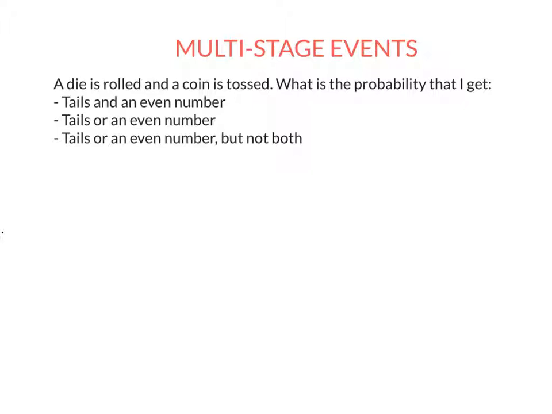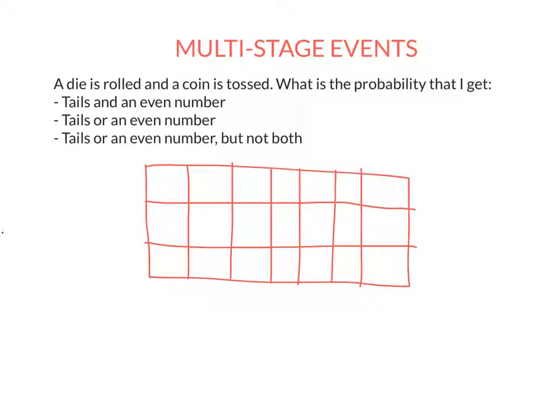So for this example, I'm going to use a table. This is a multi-stage event. The two stages are first rolling the die and second tossing the coin. So what we're going to do is write the outcomes of the first stage along here. For rolling a die, I could get a 1, 2, 3, 4, 5, or 6. That's the first stage. And the second stage, I could get heads or tails.